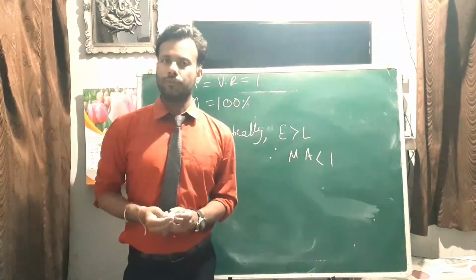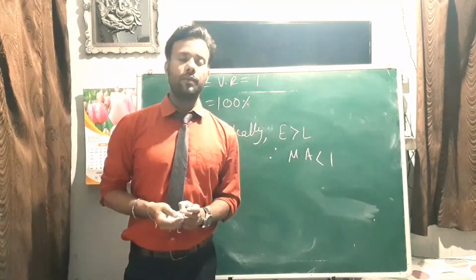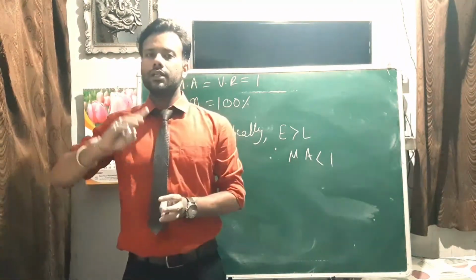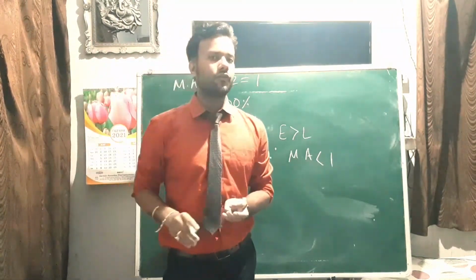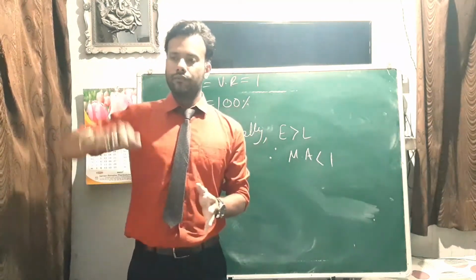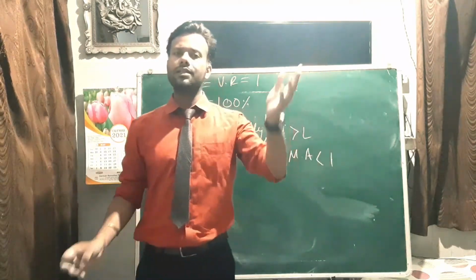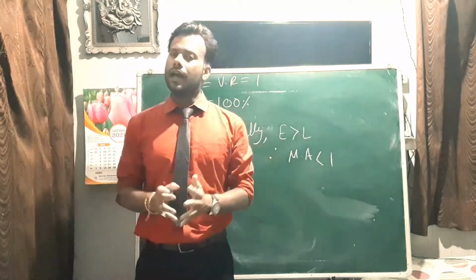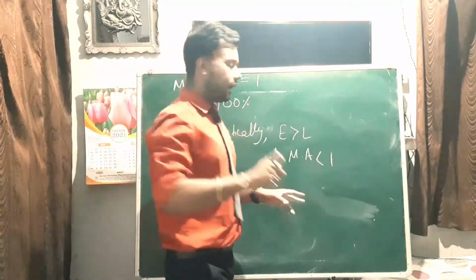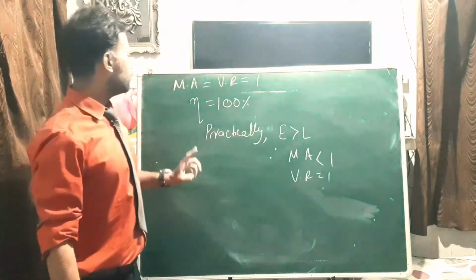So that is why the mechanical advantage will be less than 1. But the velocity ratio of a simple machine does not change. Why? Because the velocity ratio is the distance traveled by effort to the distance traveled by load, and these distances don't depend upon the friction. If the effort goes down by d distance and the load goes up by d distance, there is no relation with the friction. That means the velocity ratio will remain equal to 1.